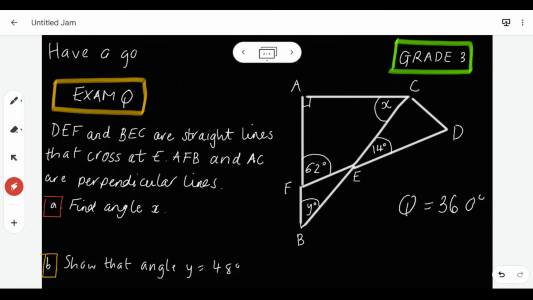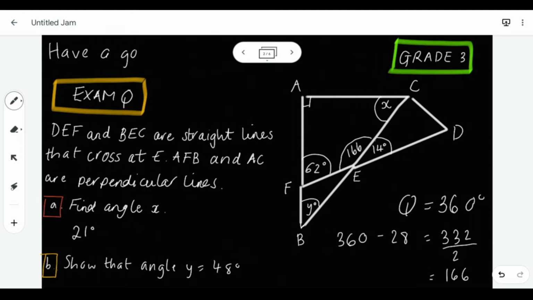So we get 360 take away 28, which is 332. Divide that by 2 and we get 166. Okay, so this angle is 166. And now we can take all values away from 360. Taking 62, 166 and 90 away from 360 should give us a value of 21 degrees, and therefore X is 21 degrees.